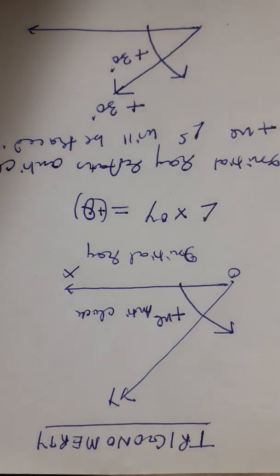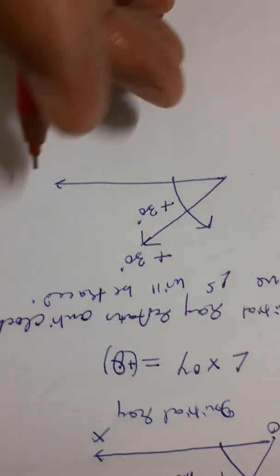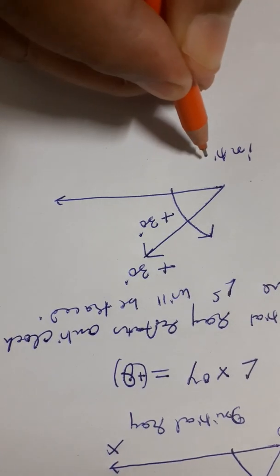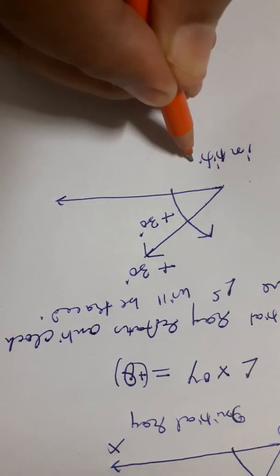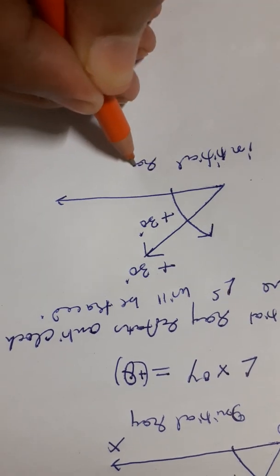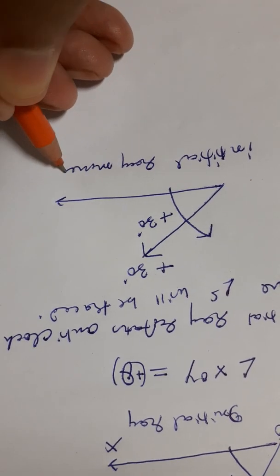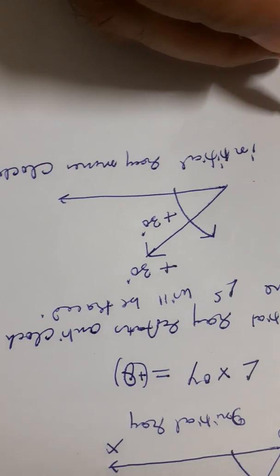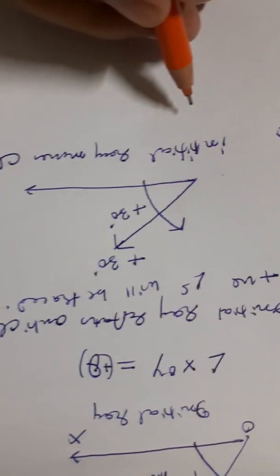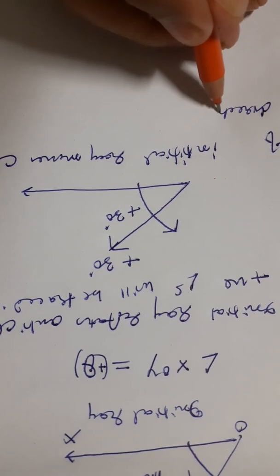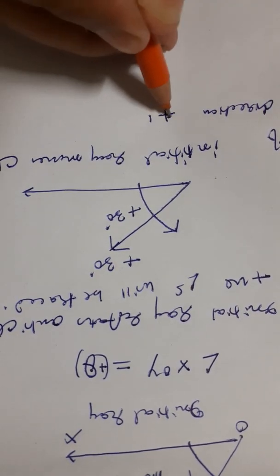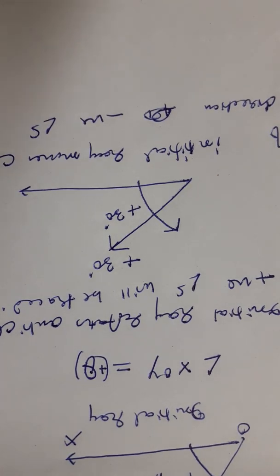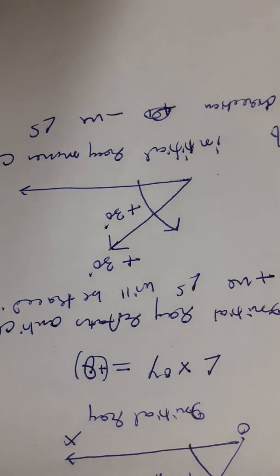So, what is the meaning of a negative angle? If the initial ray moves in the anti-clockwise direction, it traces positive angles. If the initial ray moves in the clockwise direction, negative angles will be traced.